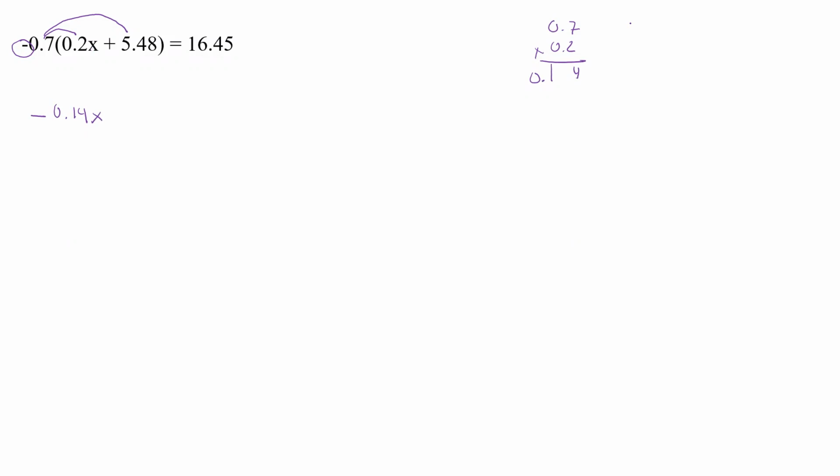Now I have to take 5.48 times 0.7, and it's going to be a negative again, so I can go ahead and write that negative. So now I have 7 times 8 is 56. That's 28, 29, 30, 31, 32, 33. That's 35, and then 38. And I move it 1, 2, 3. So 3.836.